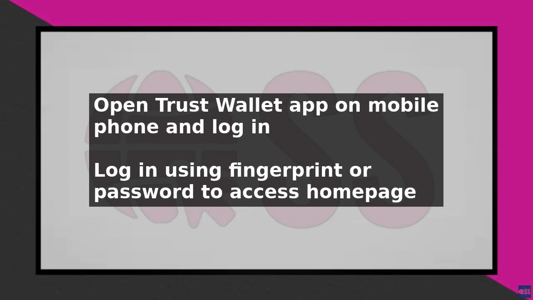To purchase Bitcoins, start by opening the Trust Wallet app on your mobile phone and log in using your fingerprint or password. Once logged in, you will see the home page, where you can find the Buy option at the top. Tap on this option to proceed.